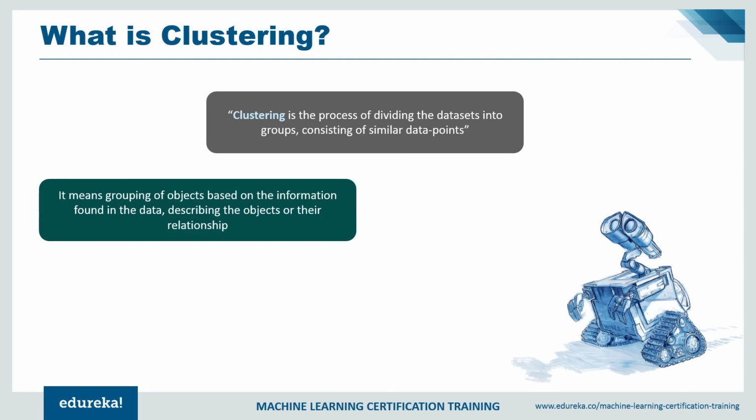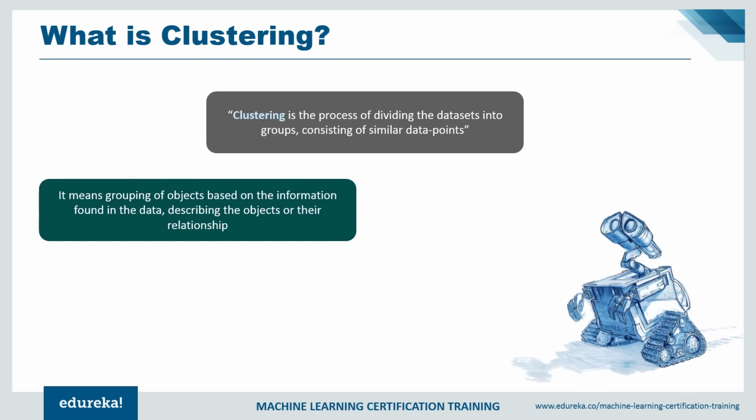So one of the most important algorithms in unsupervised learning is clustering. So let's understand exactly what is clustering. Clustering basically is the process of dividing the datasets into groups consisting of similar data points. It means grouping of objects based on the information found in the data, describing the objects or their relationships. So clustering models focus on identifying groups of similar records and labeling records according to the group to which they belong. Now, this is done without the benefit of prior knowledge about the groups and their characteristics. And in fact, we may not even know exactly how many groups there are to look for.